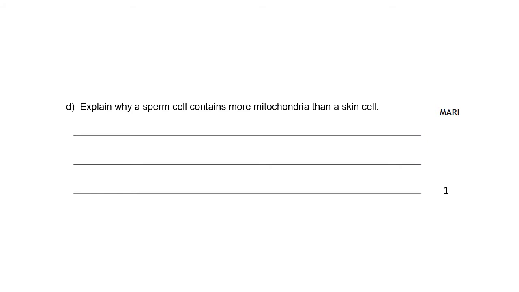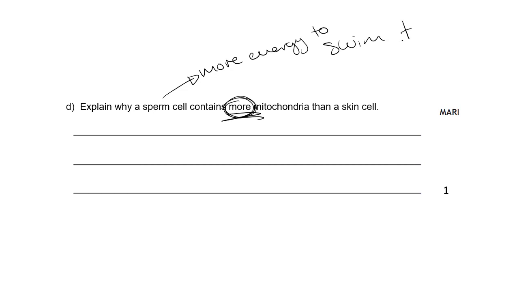Okay, so why does a sperm cell contain more mitochondria than a skin cell? So what we've got to think is, what does the sperm cell do that I would need more mitochondria? Well, what does it do? It swims. So why am I needing more mitochondria? It needs more energy to swim. Where does it swim to? The egg.